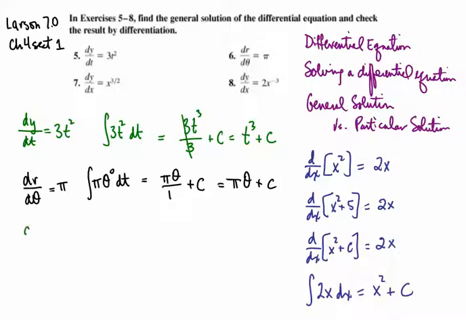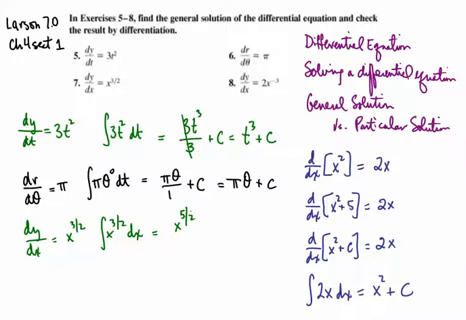Number 7, dy/dx is equal to x to the 3/2 power. Once again, we solve the differential equation through the process of integration. So we set up the integral. The integral of x to the 3/2 dx is equal to, now here we're going to increase the exponent by 1. So we're going to increase from 3/2 to 5/2.